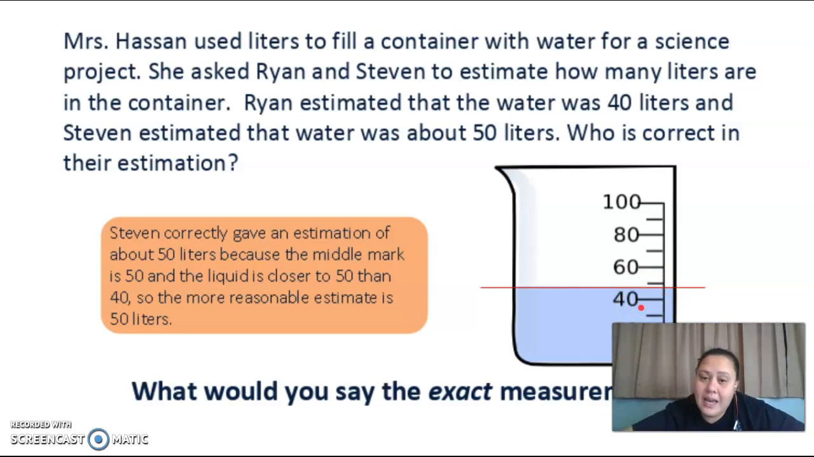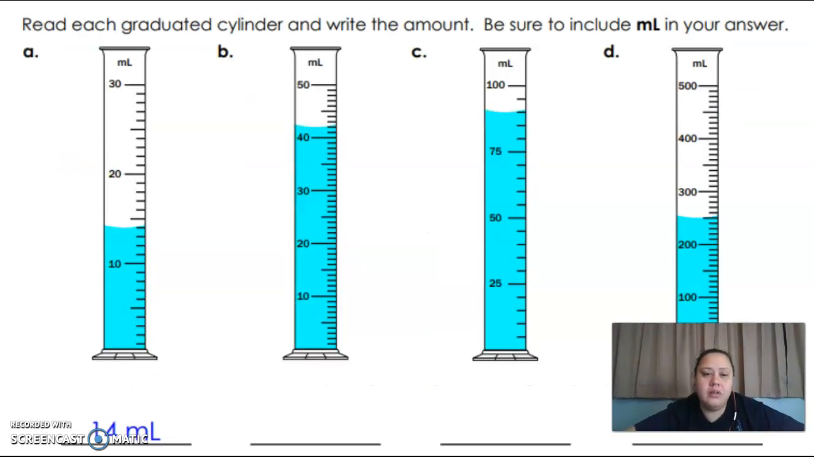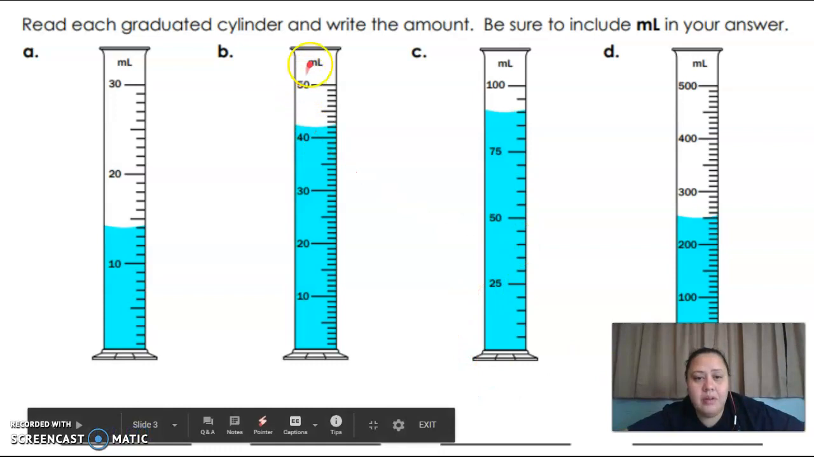I would say it would be 49 or even possibly 48 liters, just because of how close it is to 50. Now, the practices today, I won't put it like that where you would be guesstimating. It would be on the exact line. So this is something that you will have today, and you will be looking at graduated cylinders and writing the amount. Now, for purposes, this one is labeled milliliters.